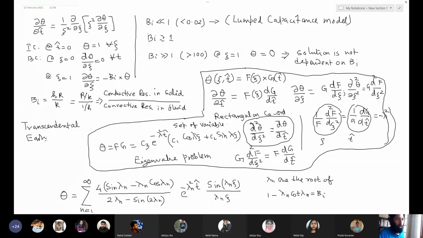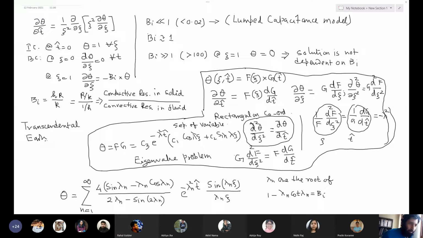So once you get all these lambda n's, you can put lambda 1, lambda 2 and you can calculate this series and get your solution for a given zeta and t hat. For any zeta and t hat, you can get the value of theta. You can now choose another zeta and t hat, and since lambdas are known, you have to calculate lambda only once for the given Biot number, and then you can use the various zeta and t hat and get the solution.